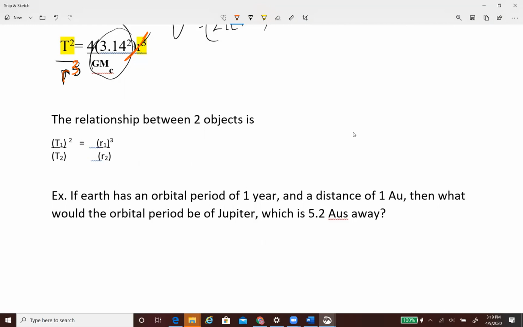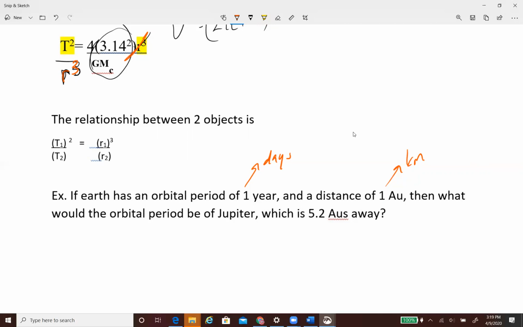And by the way, as long as the units are the same, it doesn't matter. The period could be in days, the distance could be in kilometers. But if you did it in days, you would have a much bigger number to work with, and if you did it in kilometers, you would also have a much bigger number to work with. So why work with big numbers when you can work with small numbers and get the same answer? So let's get this answer in years, and let's get the distance in AUs if we need to get the distance. But in this case, we don't. We're just looking for the period.